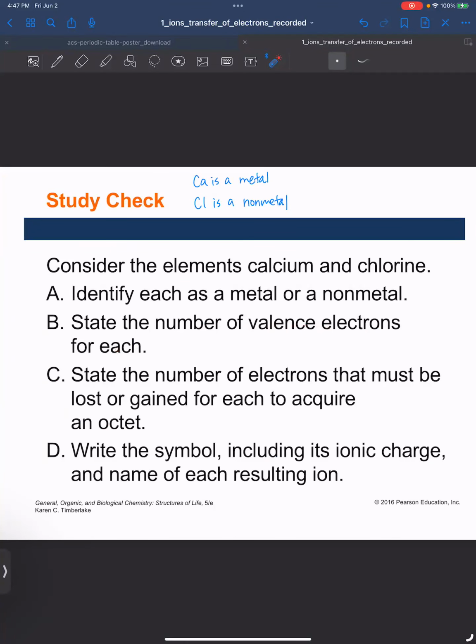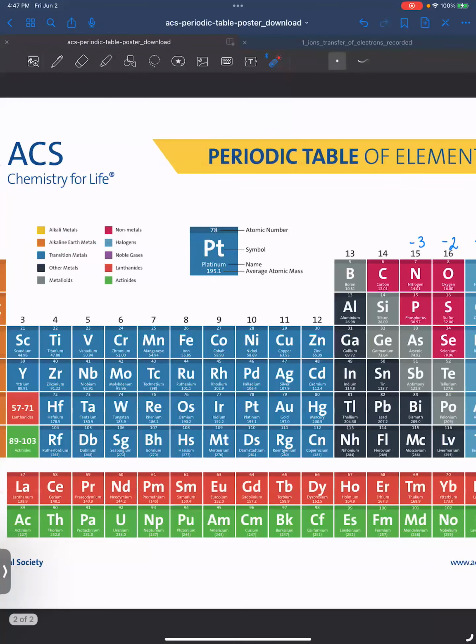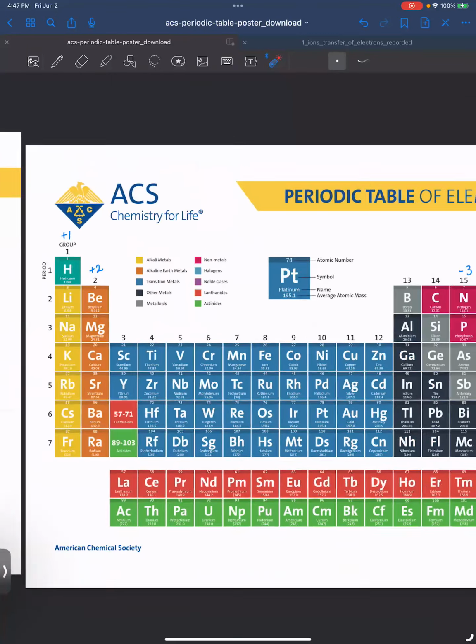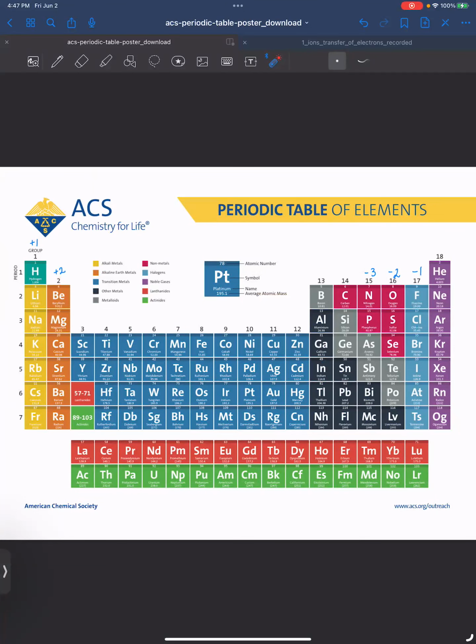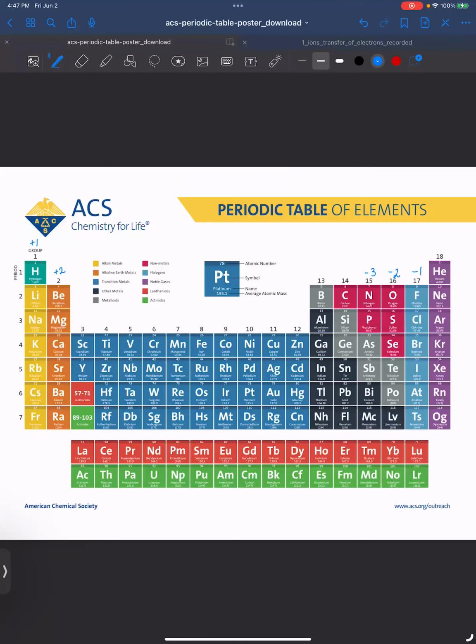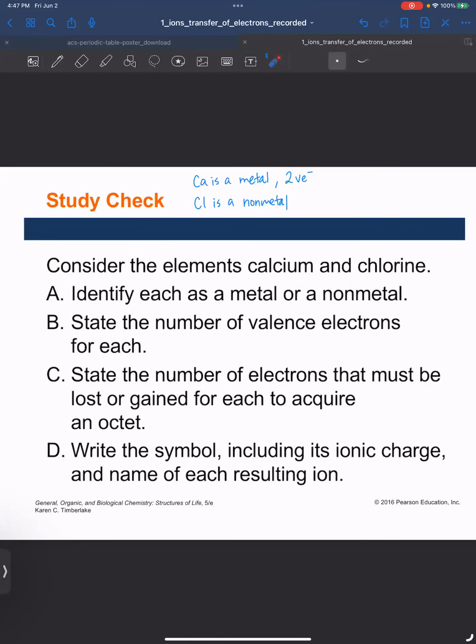State the number of valence electrons for each. So calcium has how many valence electrons? It's in group 2, so it has 2 valence electrons. I'm going to abbreviate that as VE negative, so valence electrons. And what about chlorine? Chlorine is group 17, so it has 7 valence electrons.